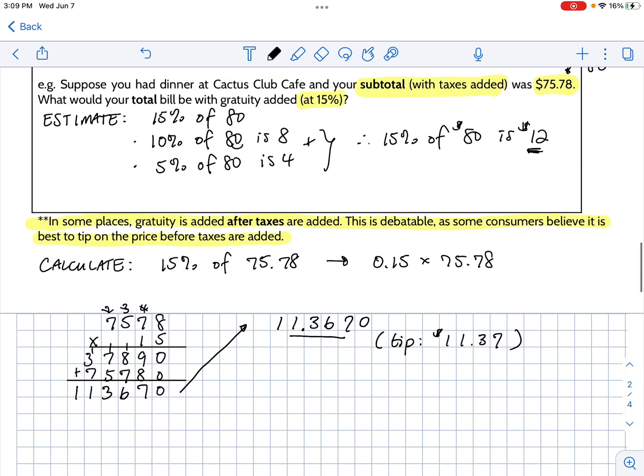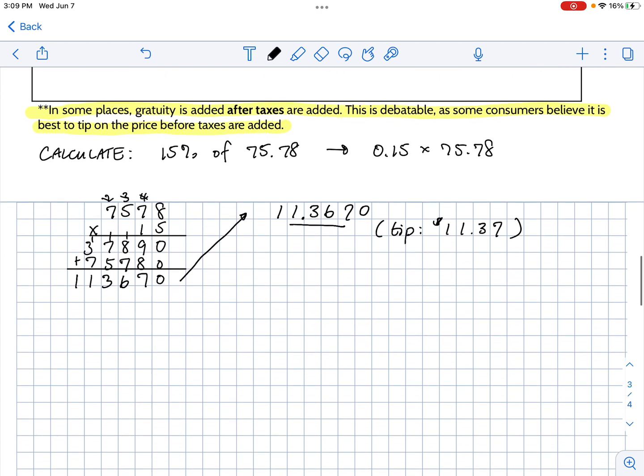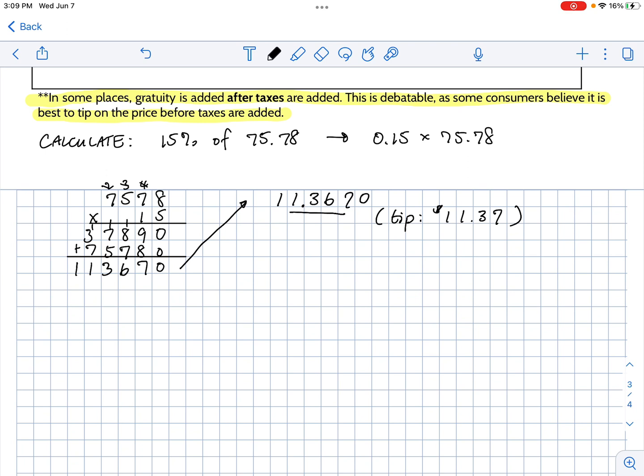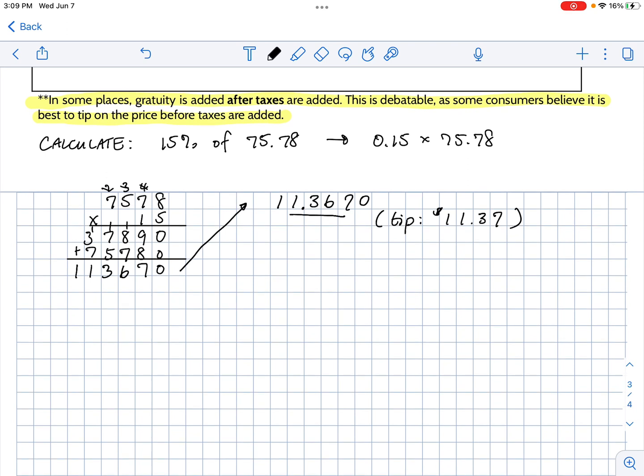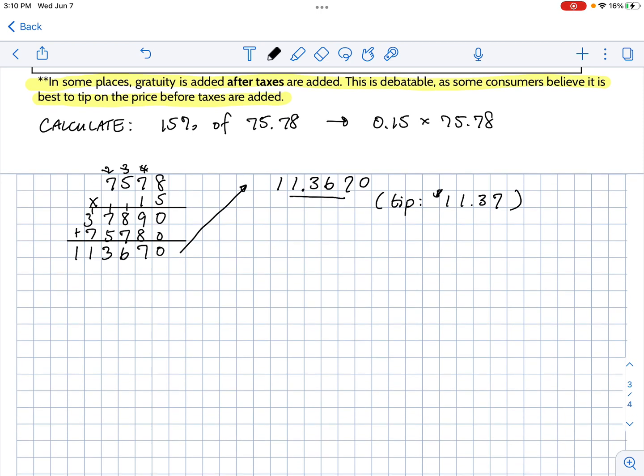That is the tip. So remember, the question is asking what is your total bill going to be? So think to yourself what you need to do. You need to take 11.367 and add it to 75.78. And again, I encourage you to pause the recording and complete this on your own. I'm going to put in the decimal so I can line that up. So I'm going to say this is the subtotal and this is the tip. So you're going to add it together. And again, do this on your own, please.